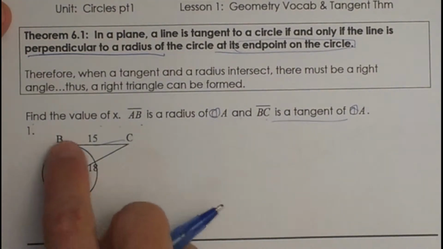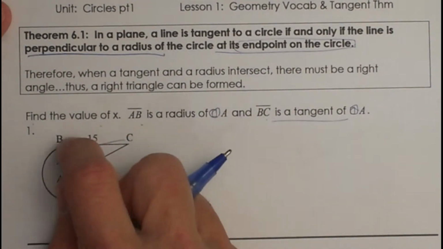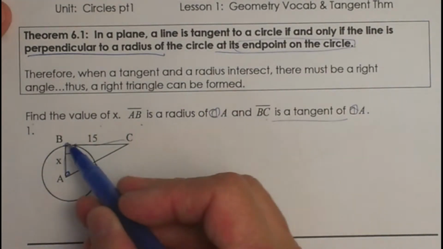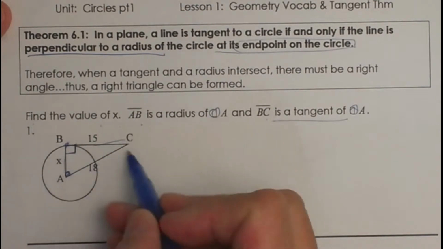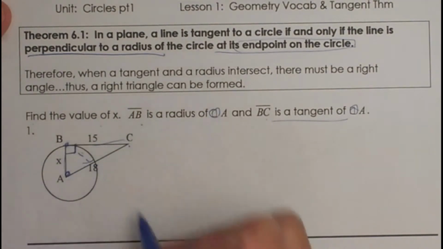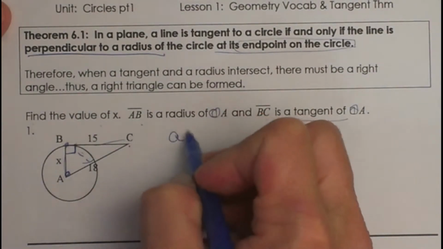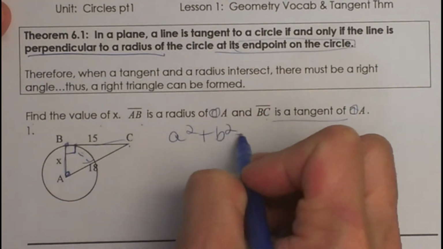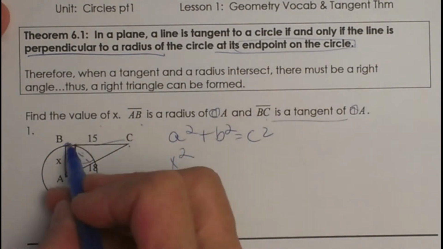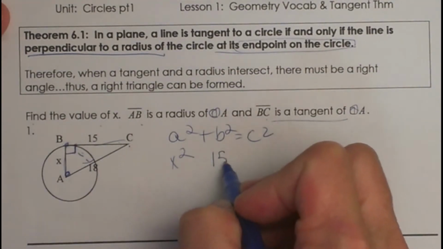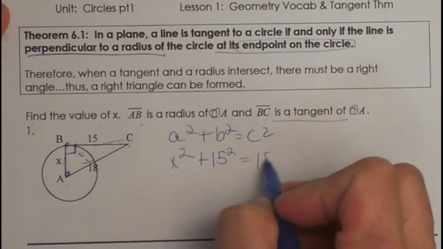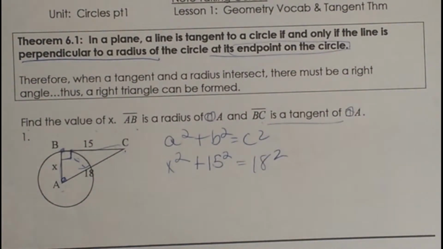Now, we've got a right triangle, so I need to find a missing side. All I'm going to do here is use the Pythagorean Theorem, where this is a leg, and AC is my hypotenuse because it is opposite the right angle. So I'm going to use a squared plus b squared equals c squared. So my a is x, my b is 15, and my c is 18. So let's grab a calculator and let's solve it for x.